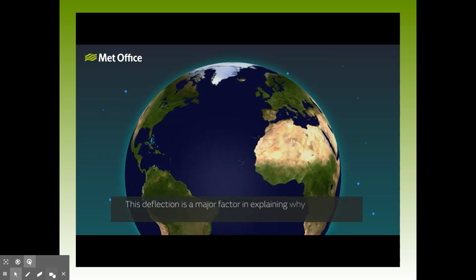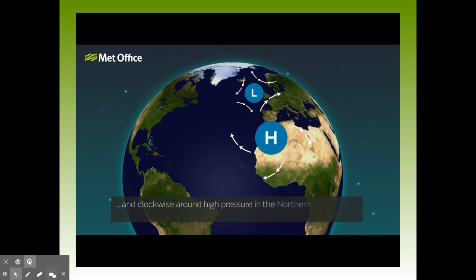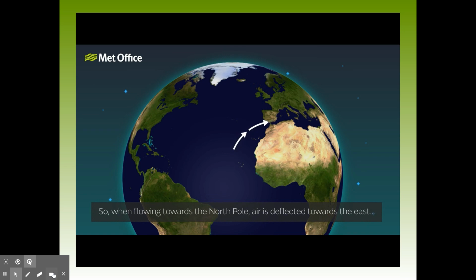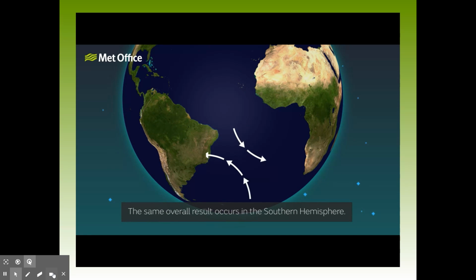This deflection is a major factor in explaining why winds blow anti-clockwise around low pressure and clockwise around high pressure in the northern hemisphere and vice versa in the southern hemisphere. So when flowing towards the North Pole, air is deflected towards the east, and when travelling southwards back towards the equator, it is deflected westwards. The same overall result occurs in the southern hemisphere.